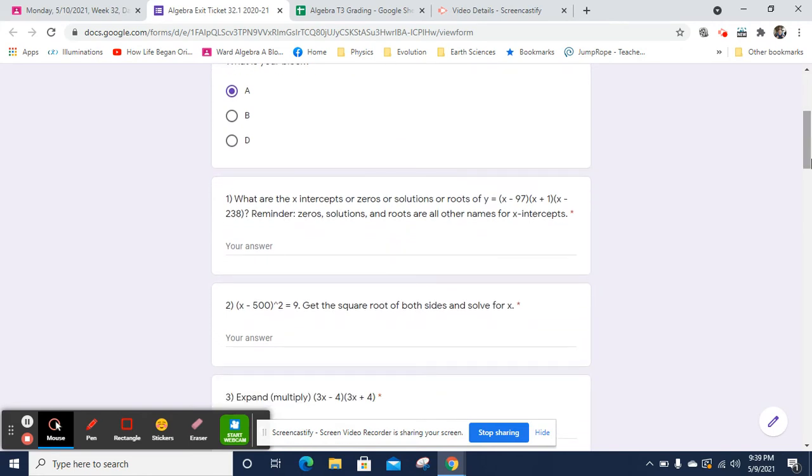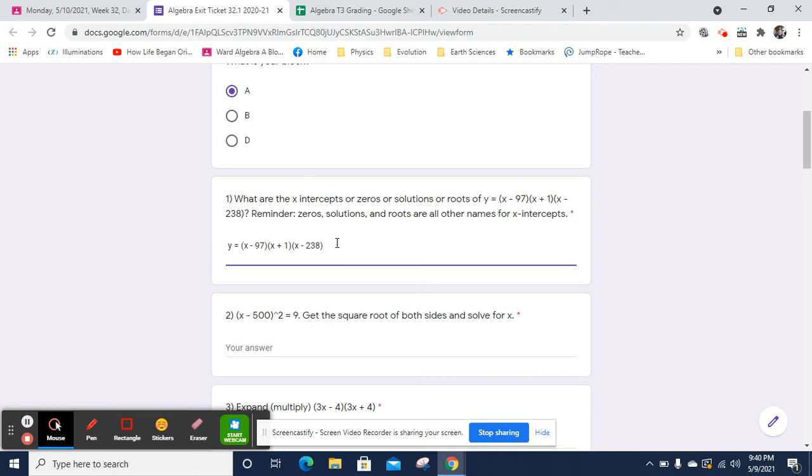So we want to find out what are the x-intercepts, or zeros, or solutions, or roots for this equation. Y equals x minus 97 times x plus 1 times x minus 238. To get x-intercepts, and reminder that zeros and solutions and roots are just other names for x-intercepts. There are three linear factors being multiplied times each other here, and when you multiply three linear factors, you will get three x-intercepts.